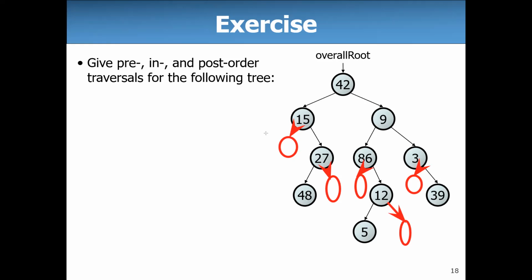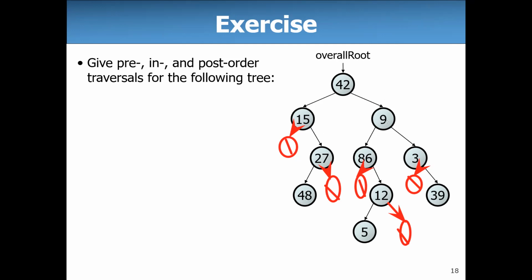Okay, so these are all null. So when they are null, you don't have a value, so you don't print it. These are all null. And so now take a look. Pre-order, overall root, root, left and right. You print 42, root, you go left. Then this is the root, you print the root. Then left is null, you go right. This is the root, you print it. And then there's no right.